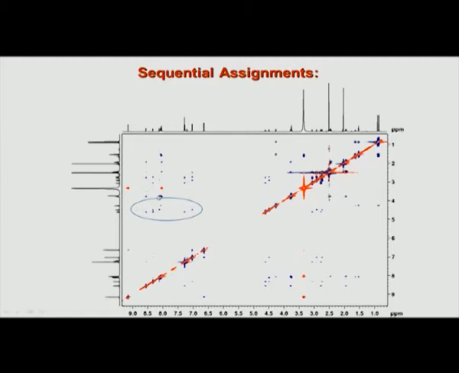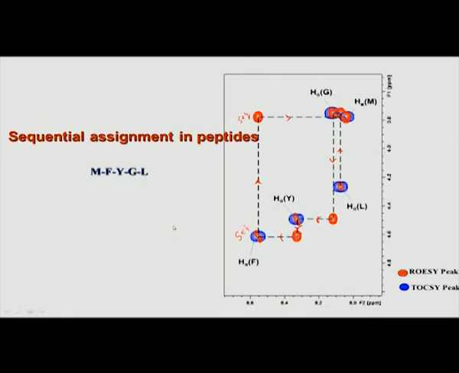For sequential assignment, what we do is take this H alpha amide correlation region, and this is where, as we saw in the last class, we can go along the backbone. We call this a sequential backbone walk. So, we walk along the backbone, as we will see how we can do that for this peptide. This is shown in this particular slide here.